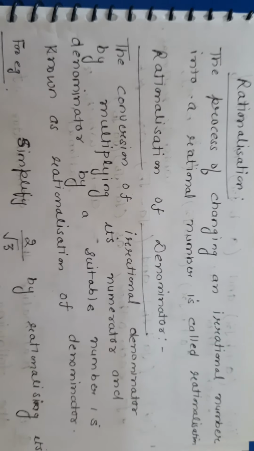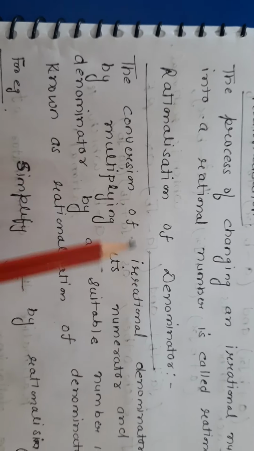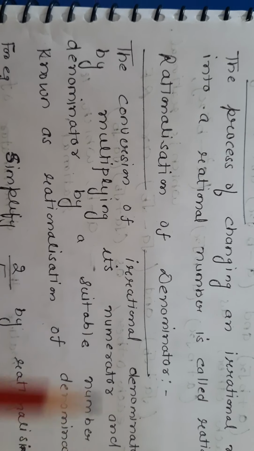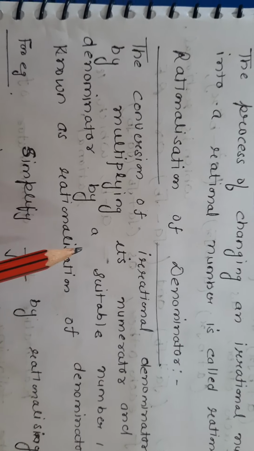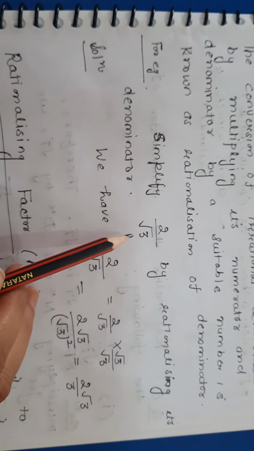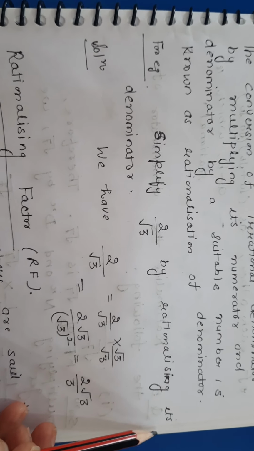Now, next thing is rationalization of denominator. The conversion of an irrational denominator by multiplying its numerator and denominator by a suitable number is known as the rationalization of denominator. For example, simplify 2 by root 3 by rationalizing its denominator.